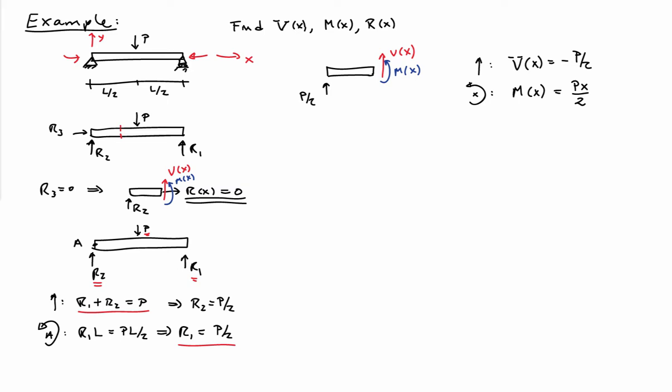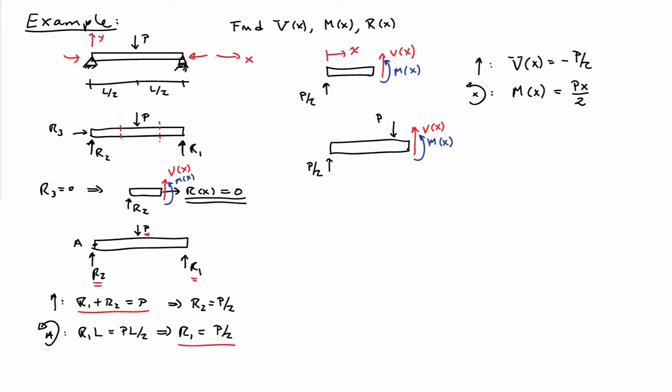If I take moments about the location x, the distance from the left side where I made my section cut, then I find that M of x has to equal P times x divided by 2. That gives me the internal moment at this section cut. Now, the section cut that I've drawn here is to the left of the force P, because there's no vertical force shown in my free body diagram at the center of the beam.